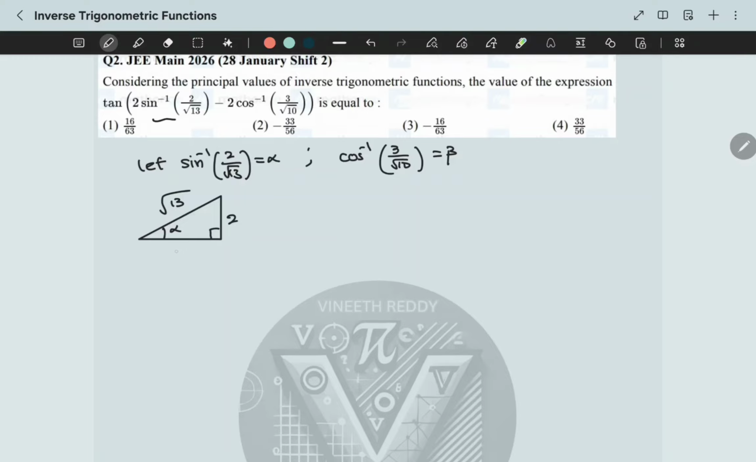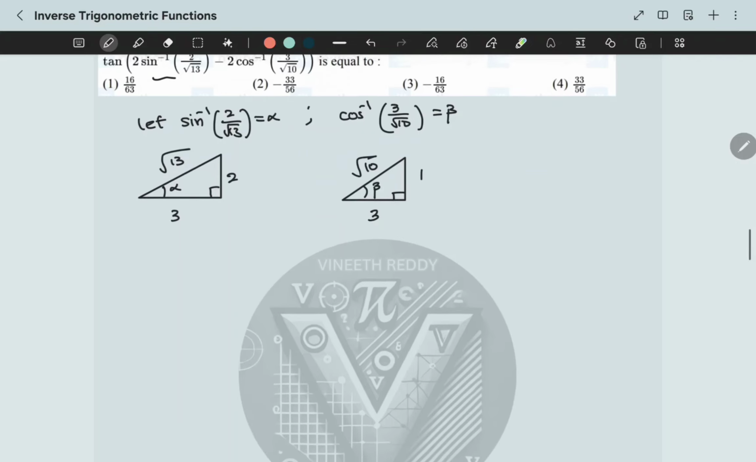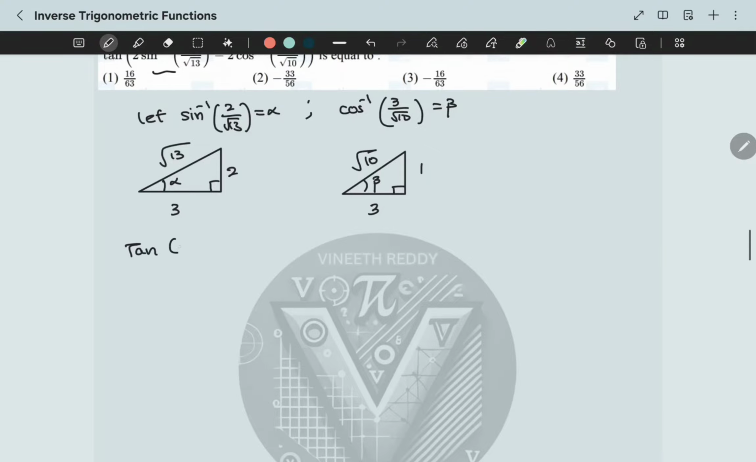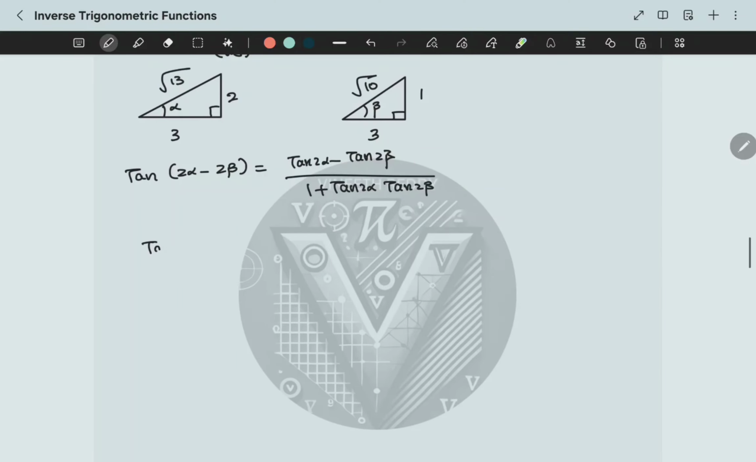Now this value will be 13 minus 4, 9, under root 9 is 3 by Pythagoras. And let us take this as beta. So cos beta is nothing but 3 divided by root 10. Now this should be 1, right? So what is he asking? He's asking us to find the value of tan of 2 alpha minus 2 beta. So this should be tan 2 alpha minus tan 2 beta by 1 plus tan 2 alpha into tan 2 beta. That's it. Very simple question now.